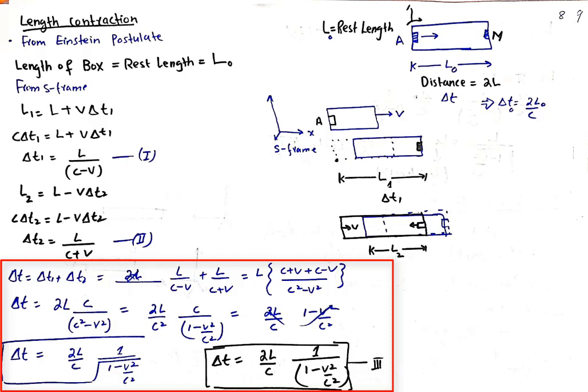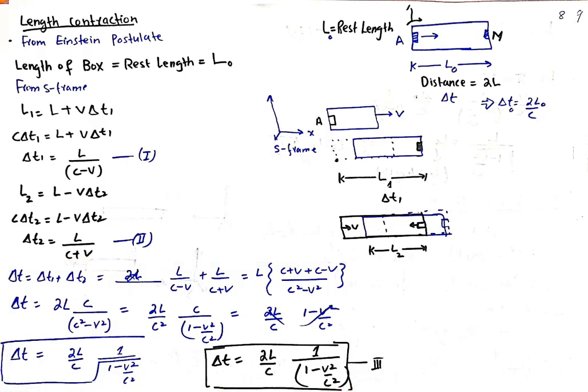I can take c squared common from the denominator, and one c will cancel out with this c, so I am left with this relation: 2L by c into 1 over (1 minus v squared by c squared). Now this is the time interval between these two events in the frame in which this setup is in motion.